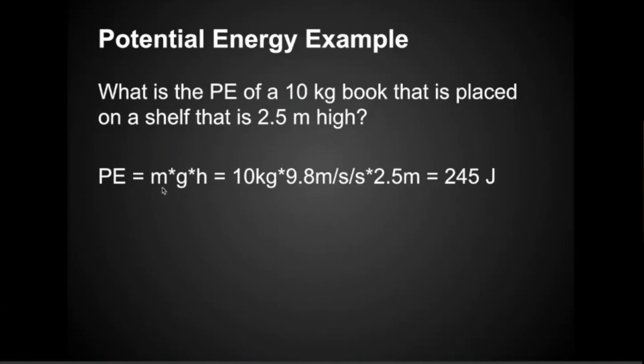So here's our equation again. PE equals m times g times h. And for m, I put in the 10 kilograms because that's the mass. For g, I put in 9.8 meters per second squared. Now, it didn't say that in the problem, but again, that's something you're supposed to know right now. And then the height is 2.5 meters. And so I multiply those three numbers together and I get 245. Energy is measured in joules. And so that's our answer.